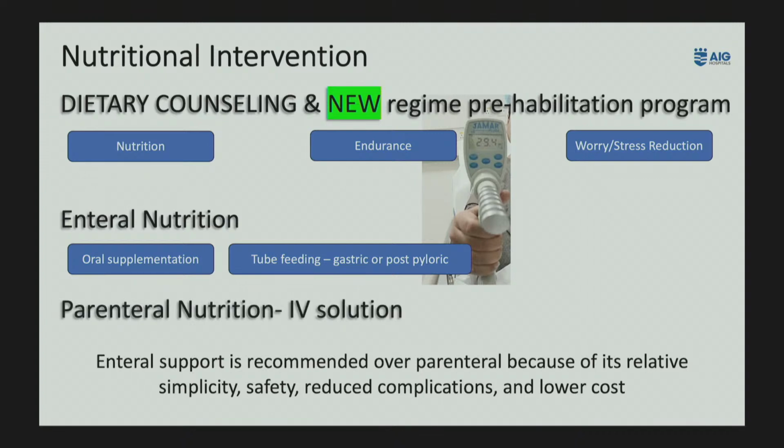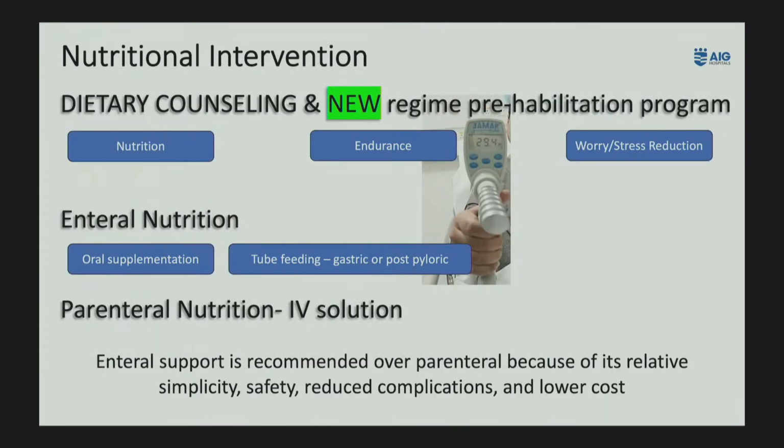And whenever there is a contraindication for EN, which is enteral nutrition, in scenarios of intestinal obstruction or severe shock and sepsis where the patient has been on high doses of vasopressors, we generally opt for parenteral nutrition, which is through the intravenous route.